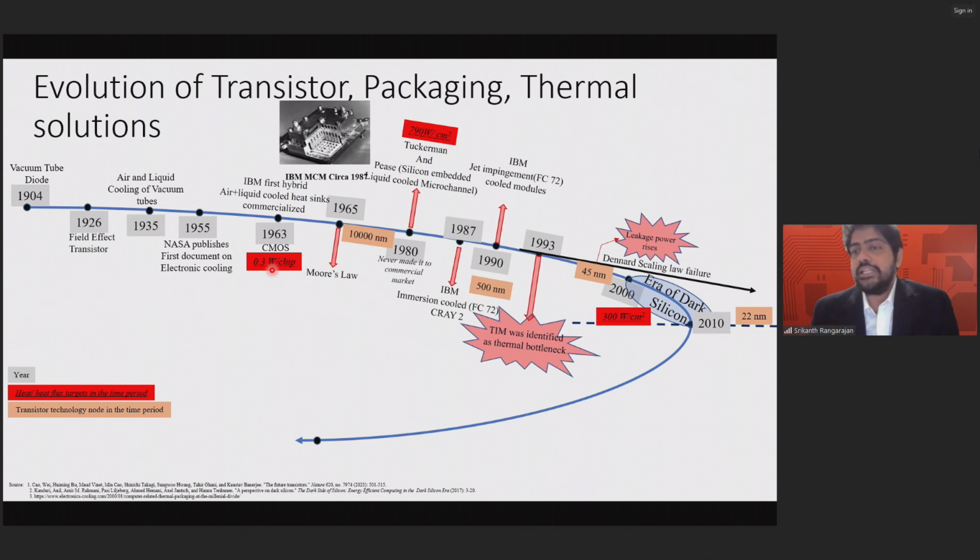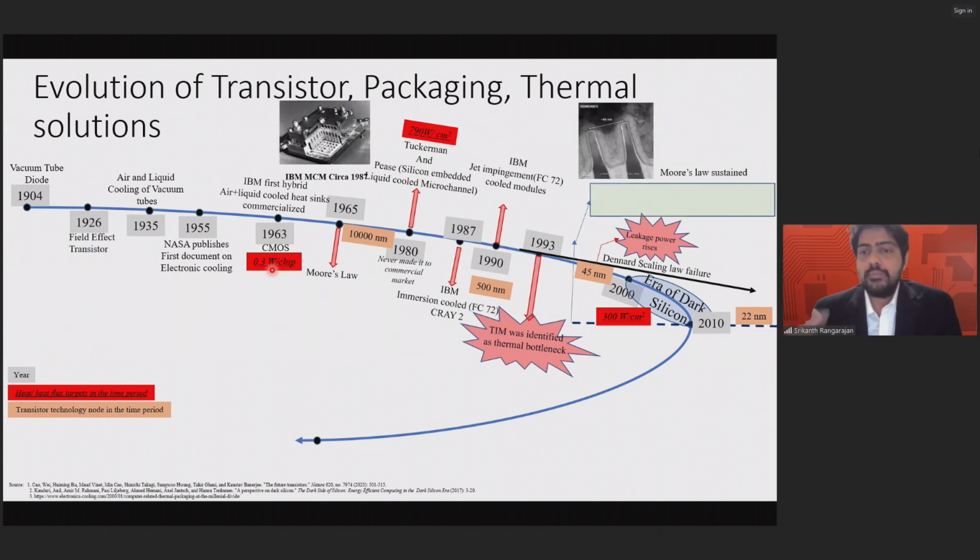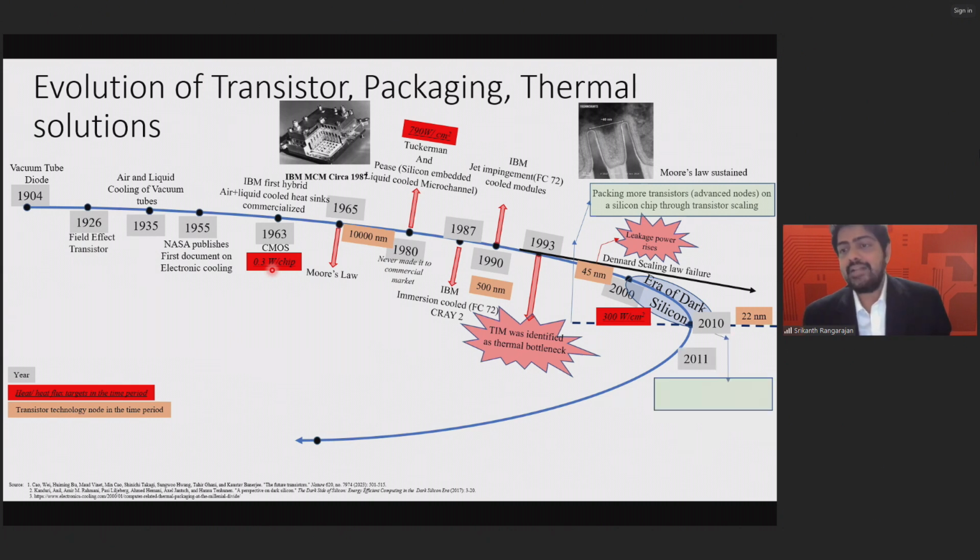And we had 22 nanometer technology around that time, with 300 watts per centimeter squared chips being very prominent. Before 2010, the bottleneck was packing more transistors on a silicon chip through transistor scaling, which means Moore's law was sustained. After 2010, what was happening was very similar, but on a different scale: we were packaging more silicon chips in a given space rather than packing more transistors.